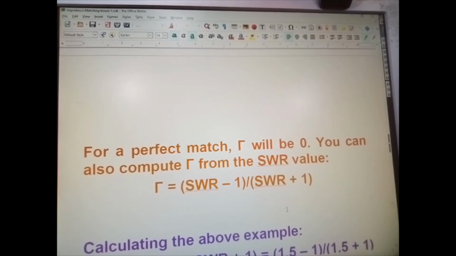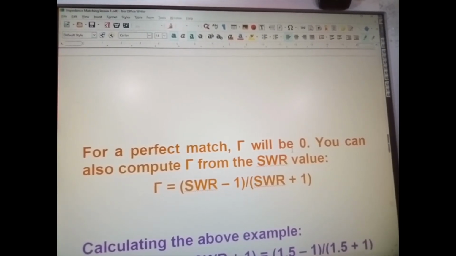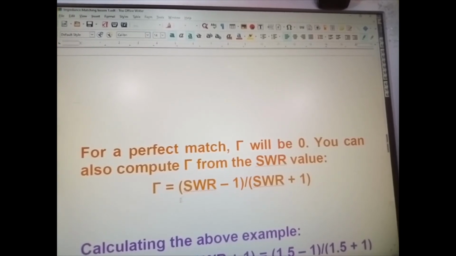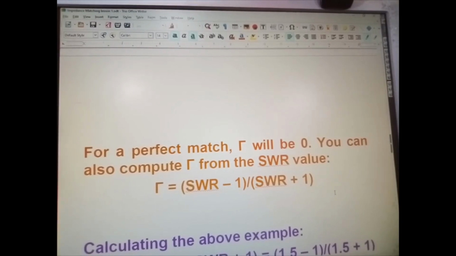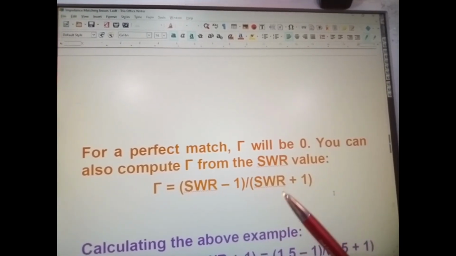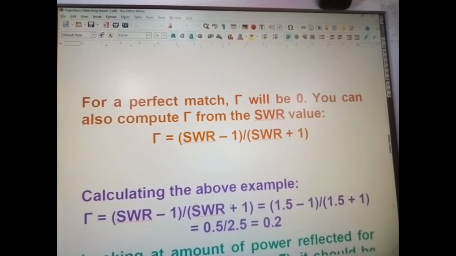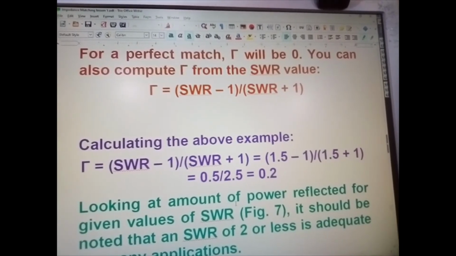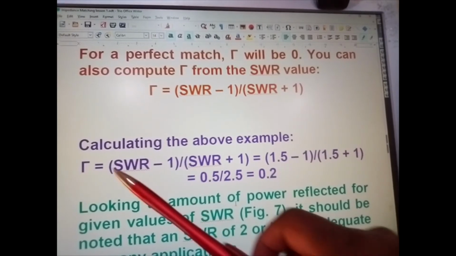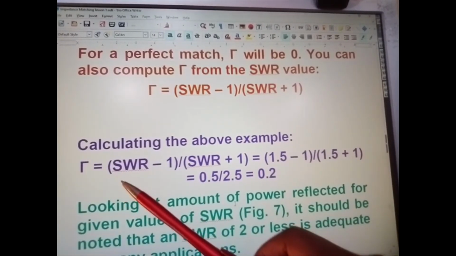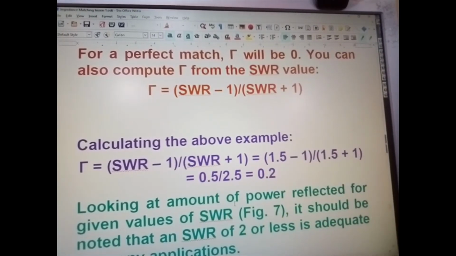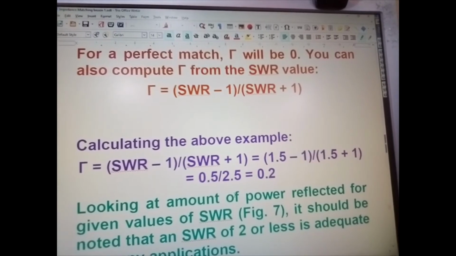For a perfect match, inverted L will be 0. You can also compute inverted L from the SWR value, and this just shows you that process here. Again, you need to do some additional reading and research for yourselves. Remember, knowledge is power, so acquire that skill. Calculating the above example, I've simply put it down here for you: 0.5 over 2.5 equals 0.2.